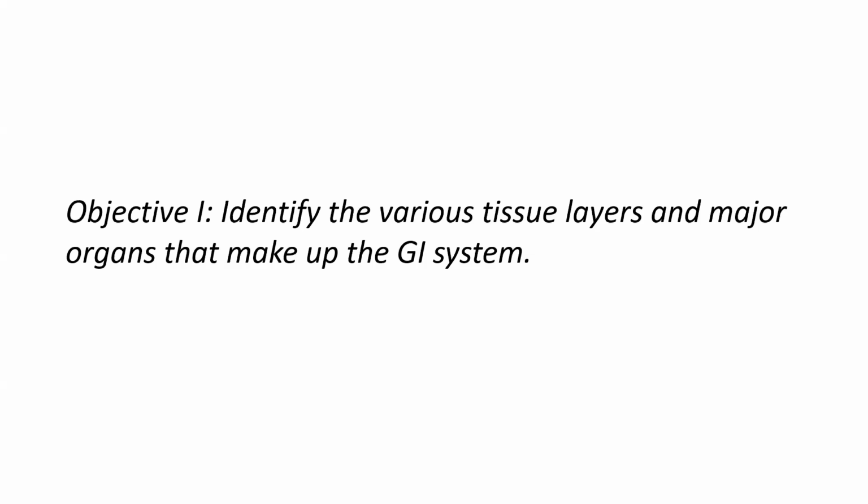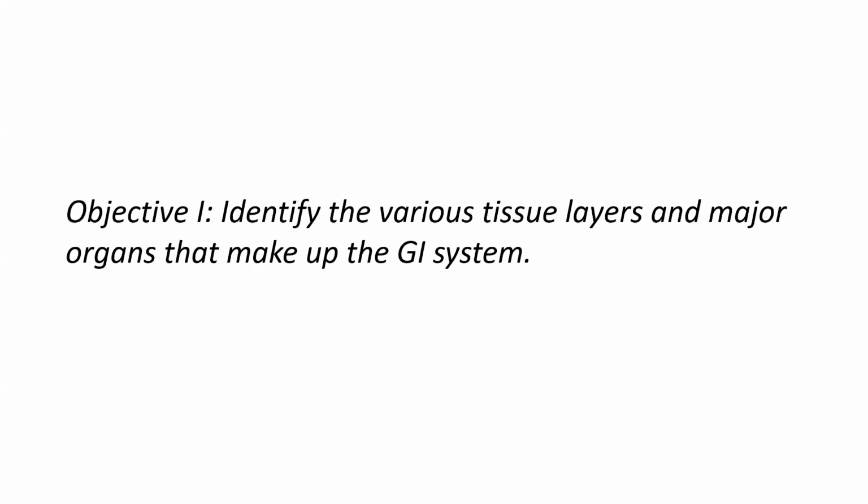And when we say layers here, we're talking about this tube, right? Remember, the GI tract is a hollow tube. It's going from the oral cavity, from the mouth, all the way to the anus. It's a continuous hollow tube. And so when we speak about layers of the GI, we're really speaking about the layers of that tube.